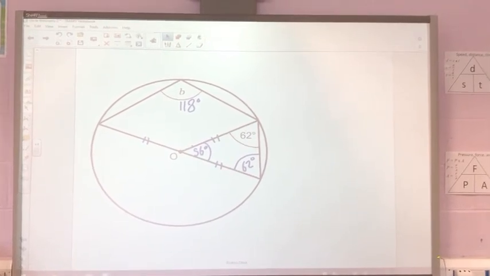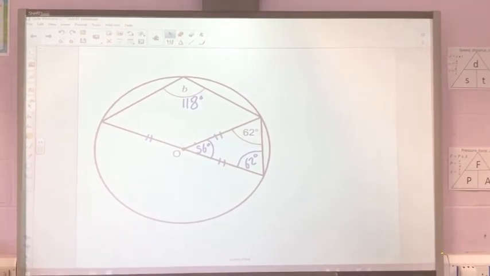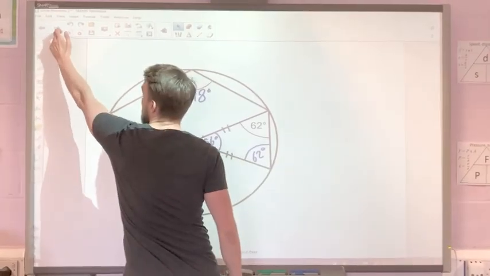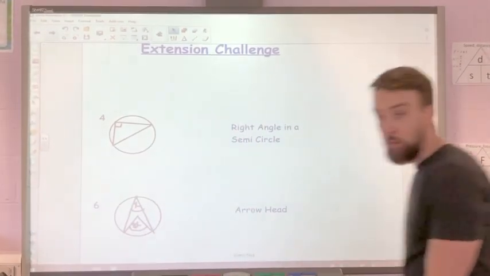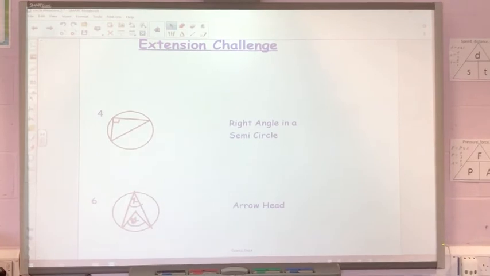Only 2 problem solving questions for you today. You have a task set up on Active Learn. Just one little extra bit today, a bit of an extension there for you.